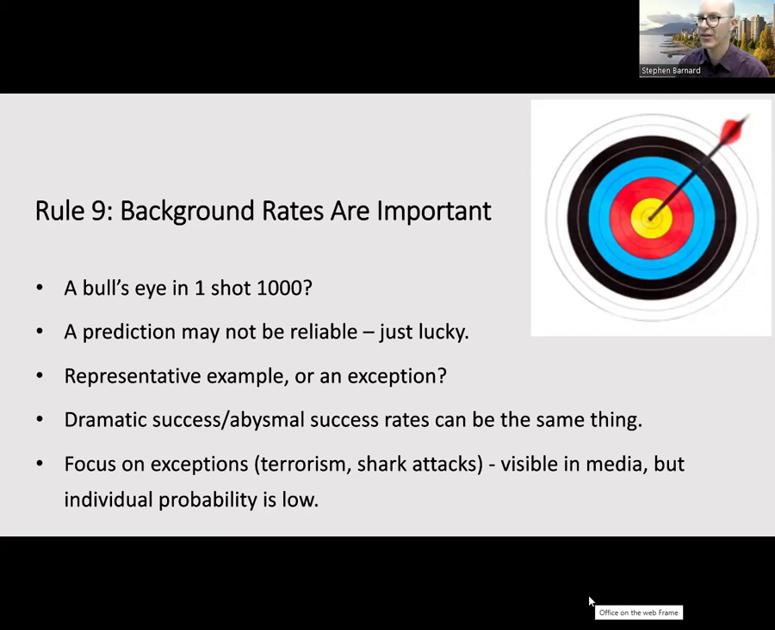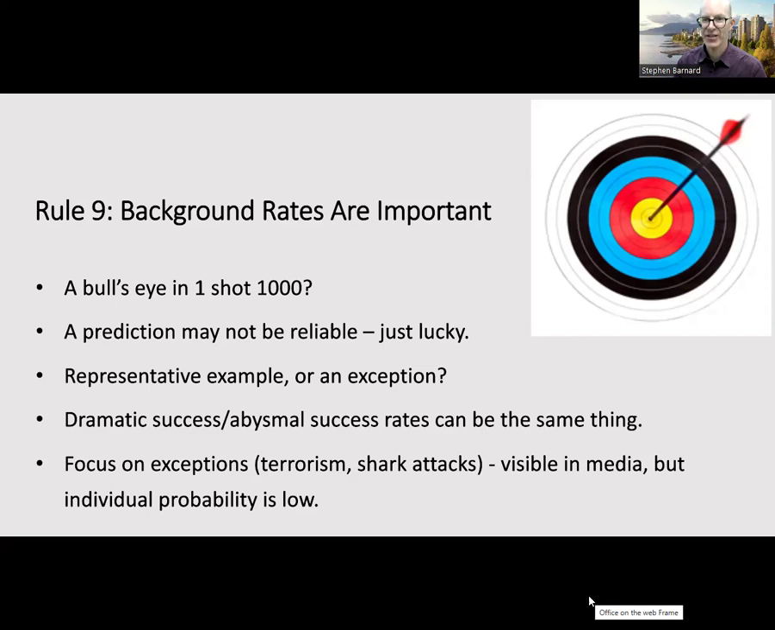If you read your horoscope and it says that something bad is going to happen to you that day, and you go outside, you fall down and you break your leg, you might say, wow, horoscopes are very reliable. My horoscope said that something bad was going to happen, and then I broke my leg that day. And that might be true, but you have to take the background rates into consideration.